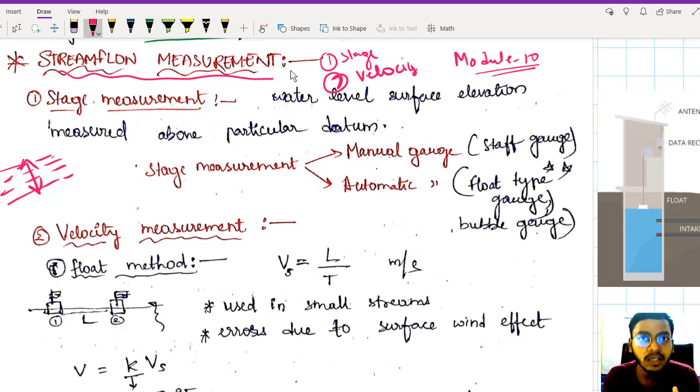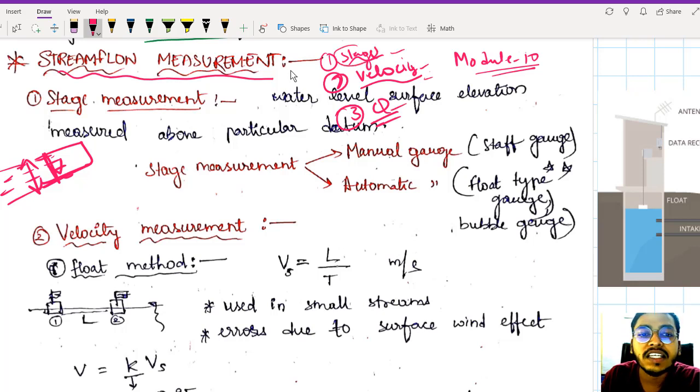Second one was velocity. Once you know this stage, once you know this velocity, what can you calculate? You can calculate the discharge rate. Discharge क्या देता है? The volume of water which has passed the certain cross section in unit time आपको आ जाएगा. Okay, so these three things you measure: stage, velocity and discharge.